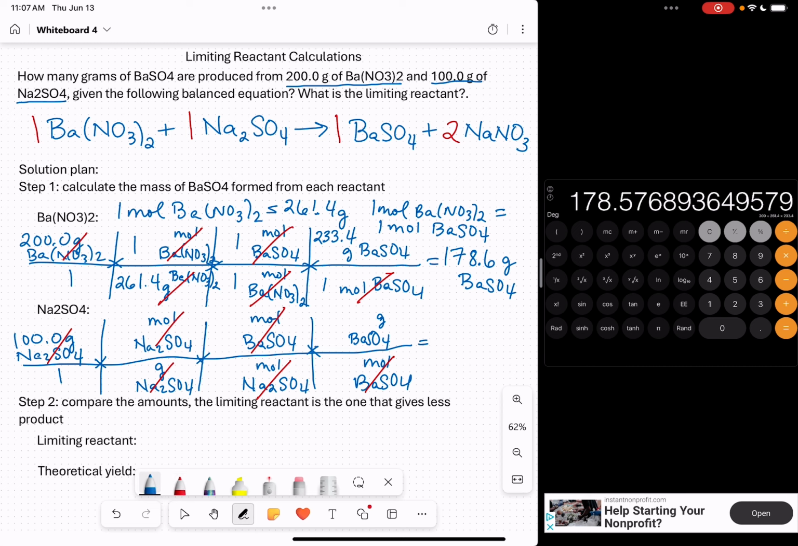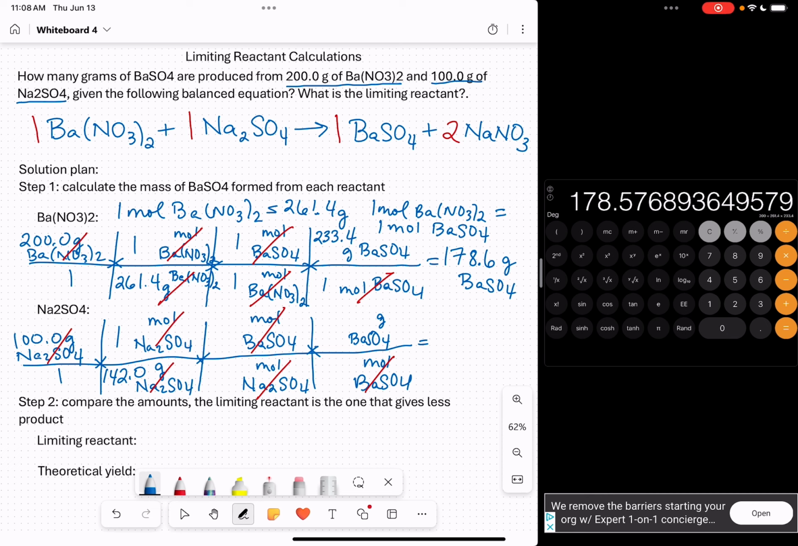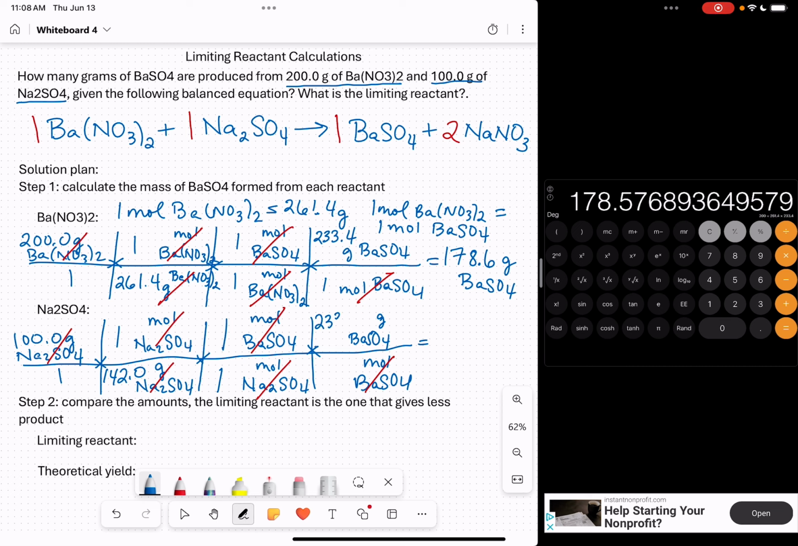I need to fill in my numbers. 1 mole of sodium sulfate is equal to 142 grams, so that is the molar mass of sodium sulfate. In my chemical equation above, the coefficient for barium sulfate is a 1. The coefficient for sodium sulfate is a 1. So that's another 1-to-1 ratio, which saves us some calculating. And the last step is the same exact numbers because it's the molar mass of the product that we're interested in.